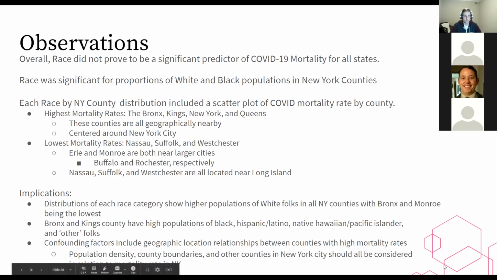Distributions of the race category show higher populations of white folks in New York counties, with Bronx and Monroe being the lowest. And then Bronx and Kings counties have high populations of Black, Hispanic, Latino, Native Hawaiian, Pacific Islander, and other populations. Compounding factors such as geographic location, relationships between counties with high mortality rates, population density, county boundaries, and other counties in New York should all be considered in relation to the mortality rate in New York.